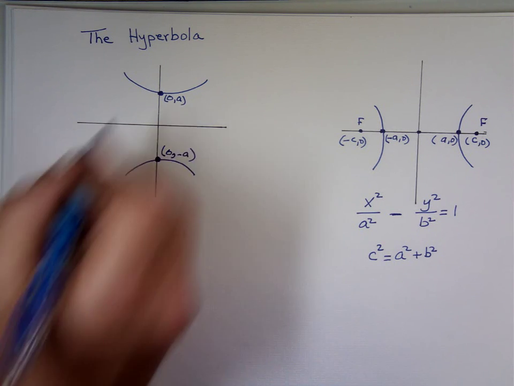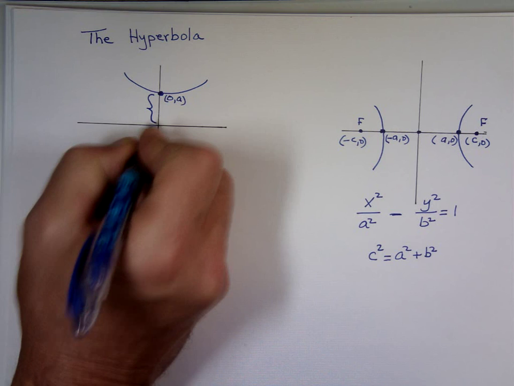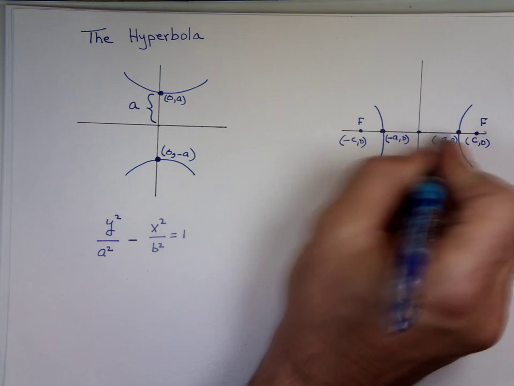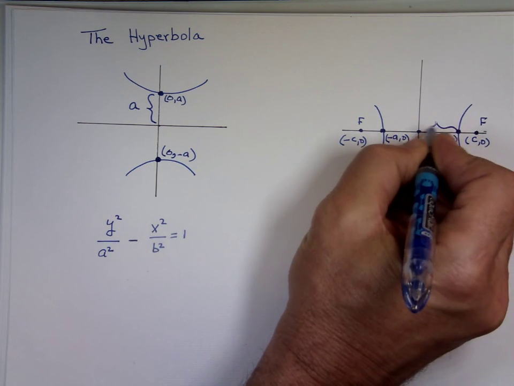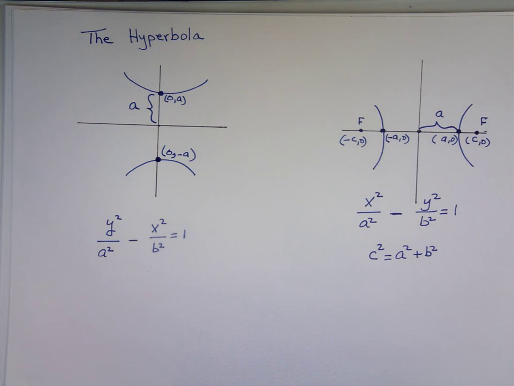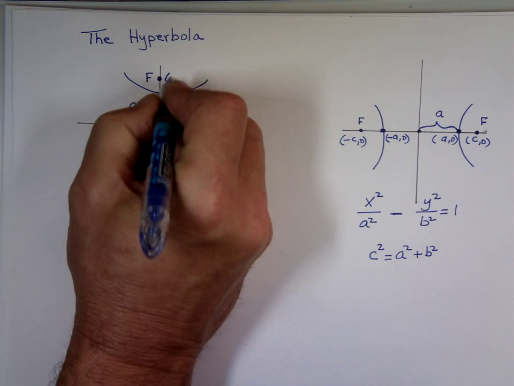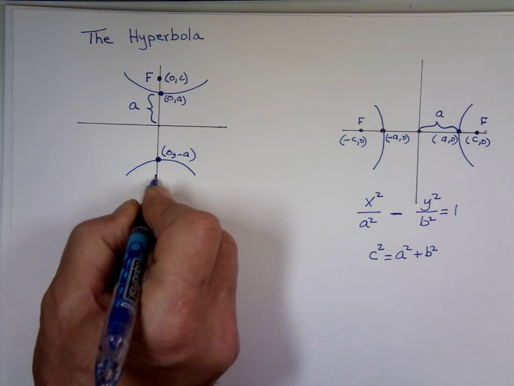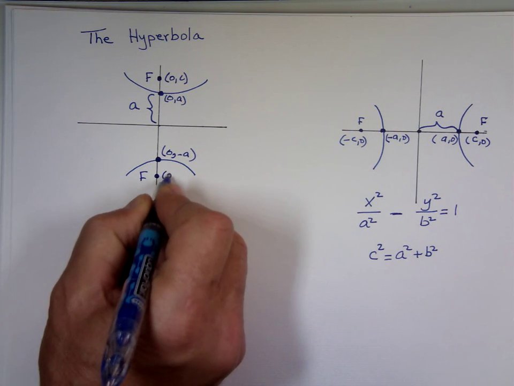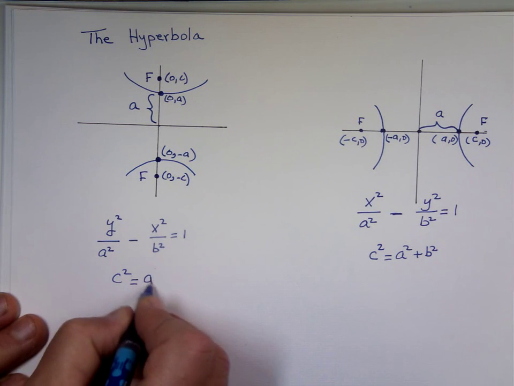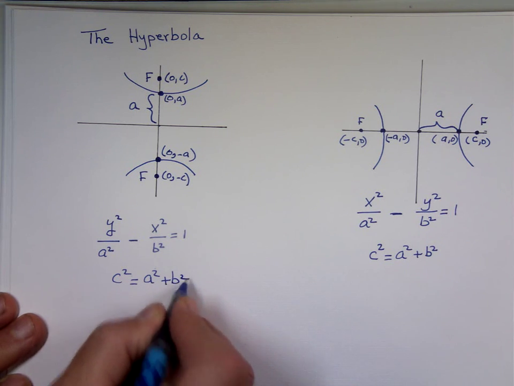So A is the distance. That's what A is. A is the distance from the origin to the vertex. So this is A here. Where's my focal point? It's going to be up here, and the coordinates for that will be 0 comma C. Another one here, 0 comma negative C. So again, C squared equals A squared plus B squared.